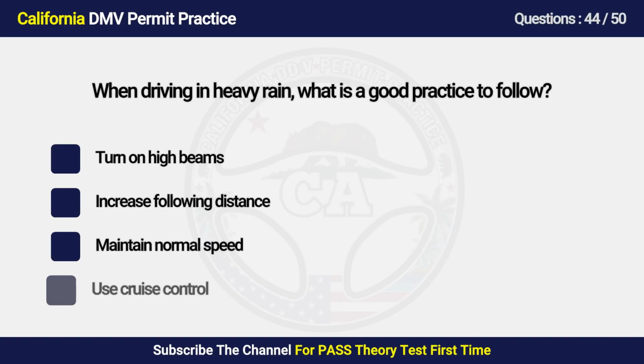Question 44. When driving in heavy rain, what is a good practice to follow? A. Turn on high beams. B. Increase following distance. C. Maintain normal speed. D. Use cruise control.